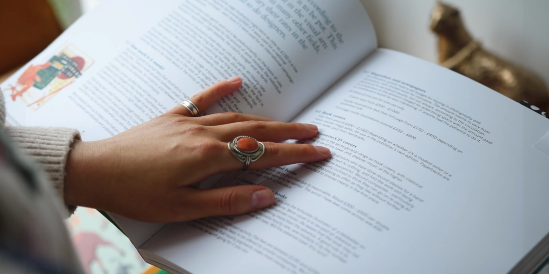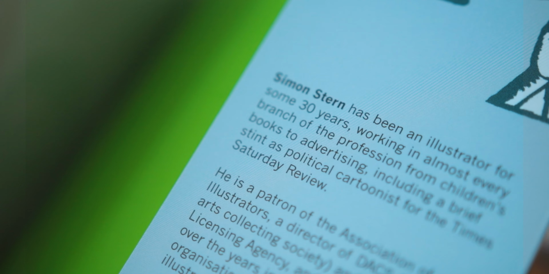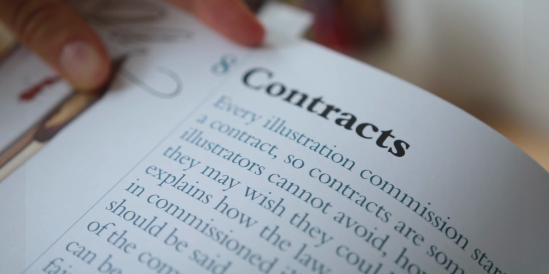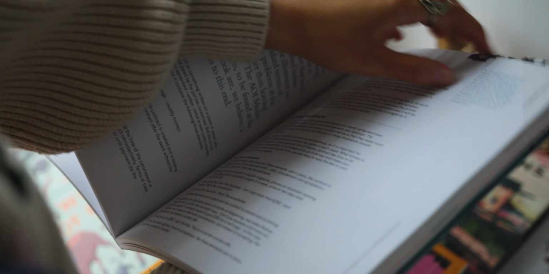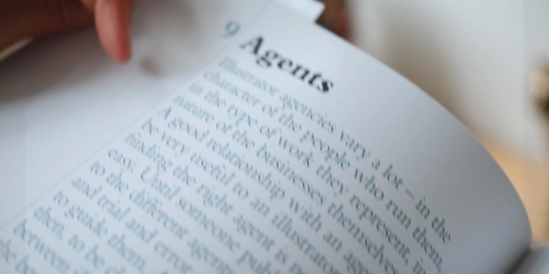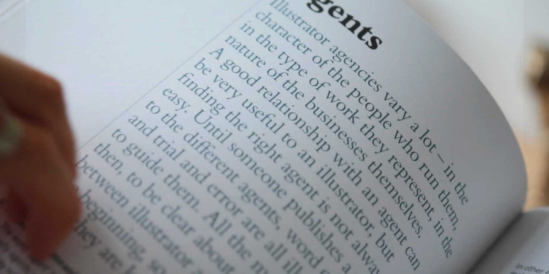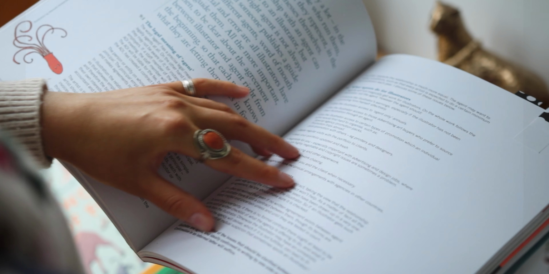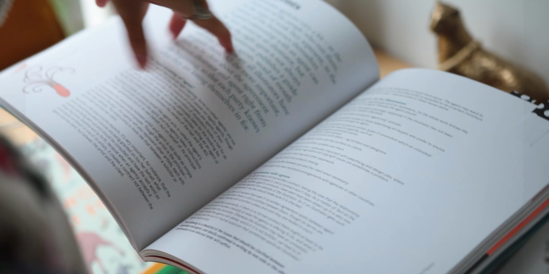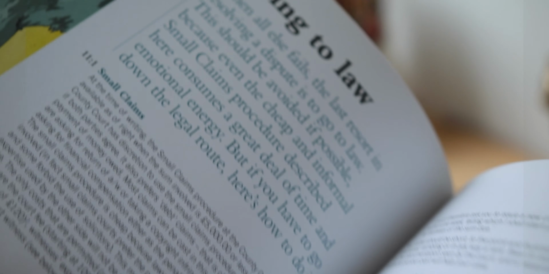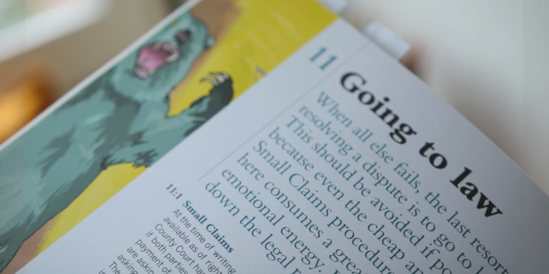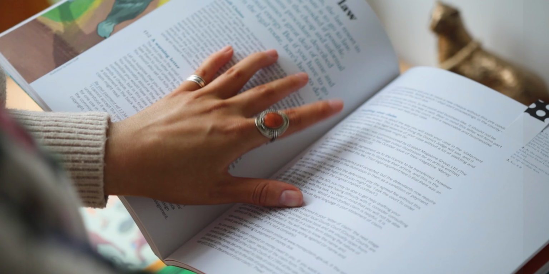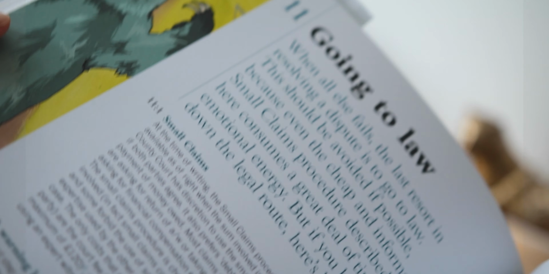The author of this book has been an illustrator working in the industry for over 30 years, so this book covers also things like contracts. You've got the whole chapter about agents. I'm receiving a lot of questions and messages from you asking about agents, so it's very nicely written here how it works. And at the end of this book, you will also find some advice on what to do if you find yourself in a more extreme situation, like resolving a legal dispute.